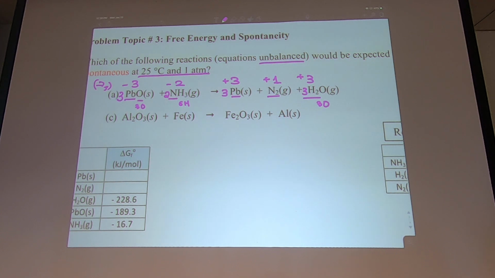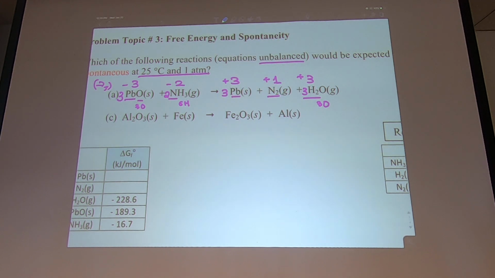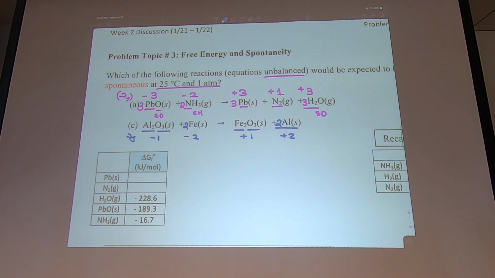Okay, the second one, aluminum oxide. You have 2 aluminum, so you need a 2. That's done. Oxygen: you have 3 and 3 on each side. That's good. You have 2 irons, 2 irons, I guess that sums it too. So my coefficients are -1, -2, +1, and +2. And then I'm going to calculate my free energy.